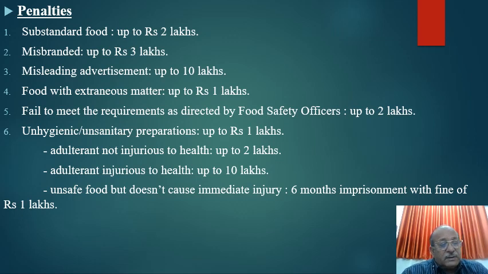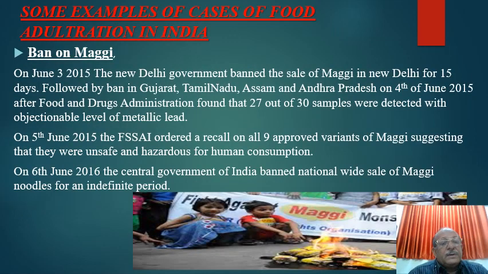There are certain penalties for defaulters. For substandard food, a penalty up to 2 lakh rupees. Misbranded items, up to 3 lakh rupees. Misleading advertisement, up to 10 lakh rupees. Food with extraneous matter, up to 1 lakh rupees. Failure to meet the requirements as directed by the food safety authority, 2 lakh rupees. So there is a fine imposed on defaulters.